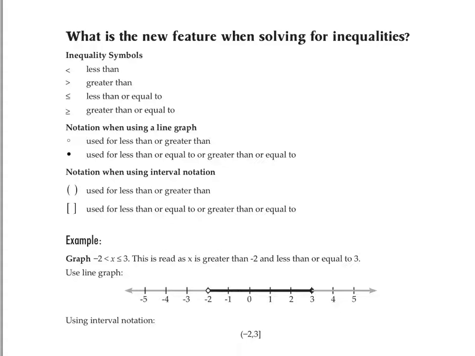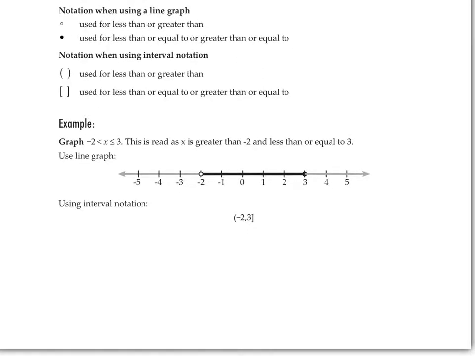Also, it is possible that you could use the parentheses and brackets on the number graph. We have seen that, and you might see it in homework. When you have the open circle, it's okay to use parentheses instead of the open circle. With the closed circle, it's okay to use brackets. So you could see it either way on a line graph.